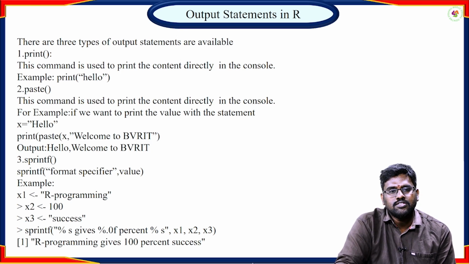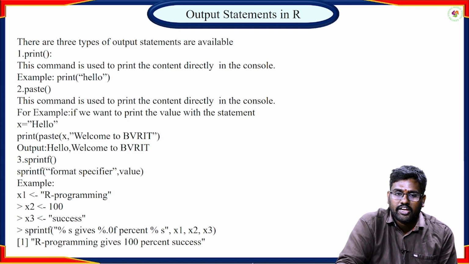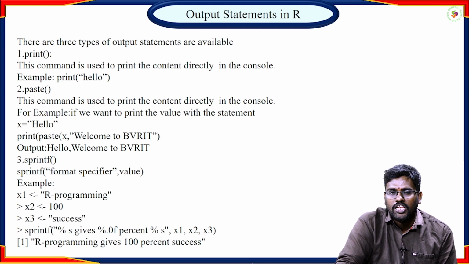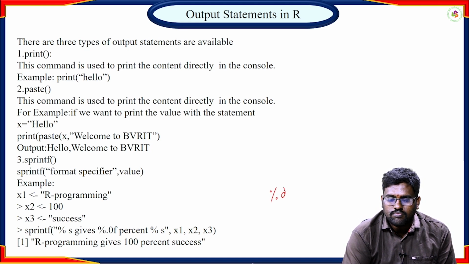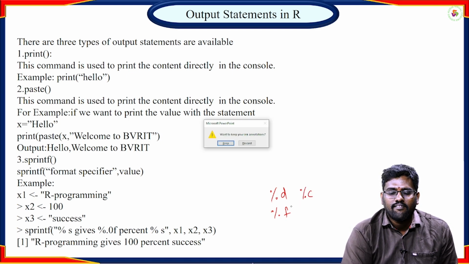The third one is sprintf. sprintf means string print with format specifiers, a string sequence of printing format specifiers. The syntax is sprintf of format specifier, comma, value. For each and every data type there are format specifiers. For example, if you take integer, it is %d, float is %f, character is %c. So those are the different format specifiers available.